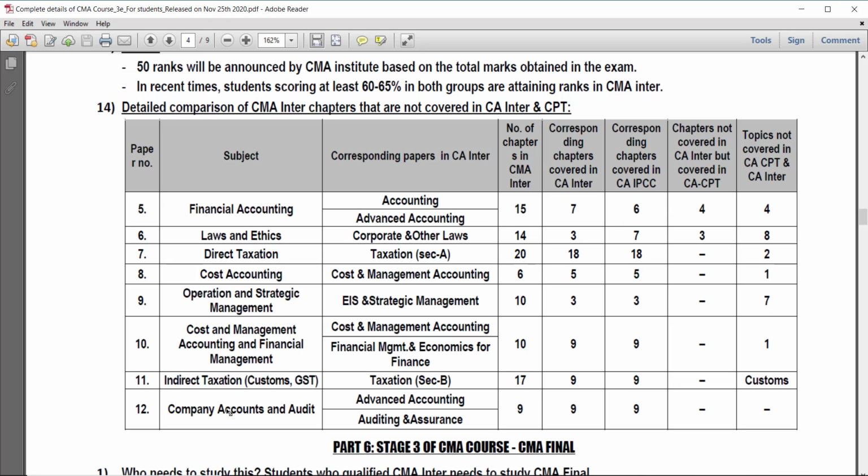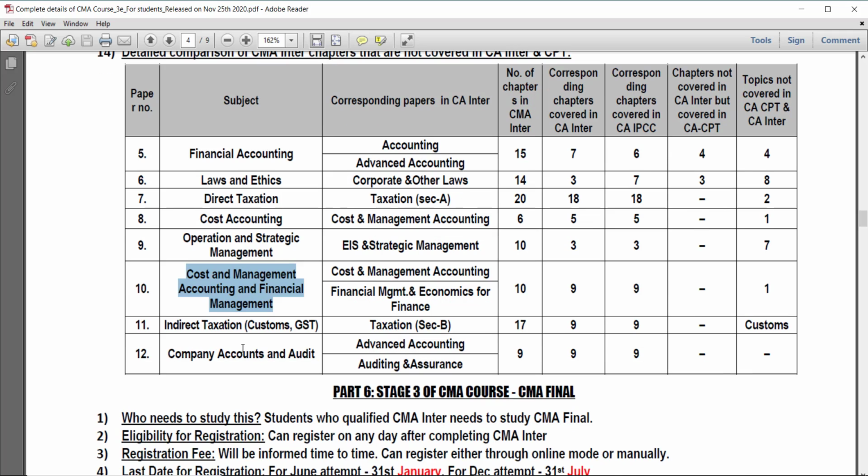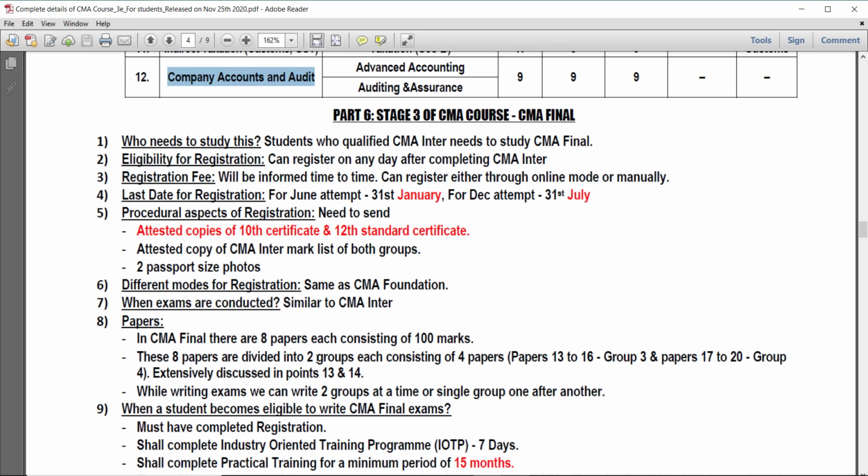In certain papers, you will find two subjects. For example, in paper 5 you will see two subjects but one paper. Operation management is a different subject and strategic management is a different subject. In the same way, cost and management accounting is one subject and financial management is a different subject. Here also, company accounts is different from audit. So let's get into the CMA Final course.